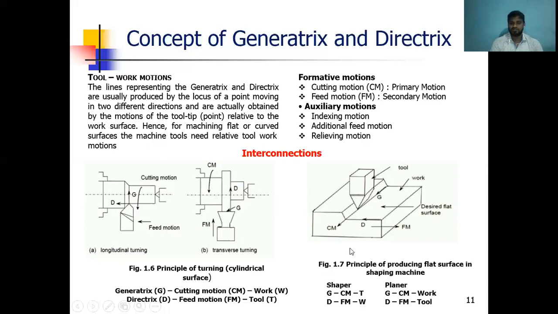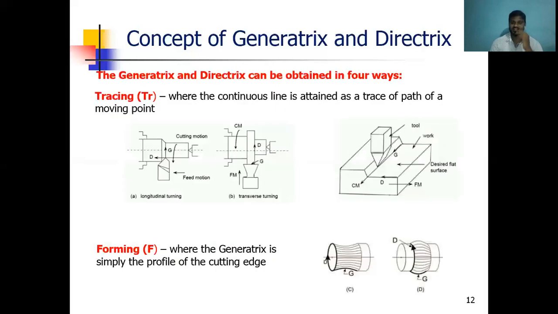Observing the diagram, the principle of producing a flat surface in a shaping machine: this is the cutting motion, here the feed motion. Desired flat surfaces are produced here. These are the interconnections with the auxiliary motions, meaning indexing motion, additional feed motion, and relieving motion. These topics are discussed in the concept of Generatrix and Directrix.